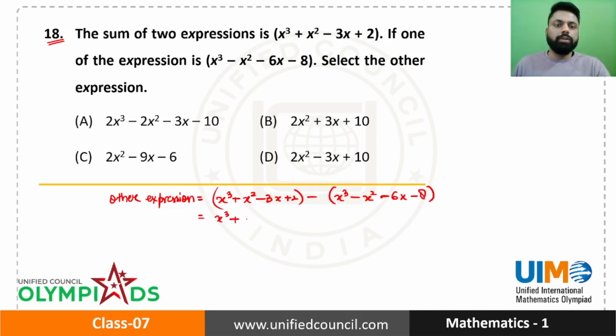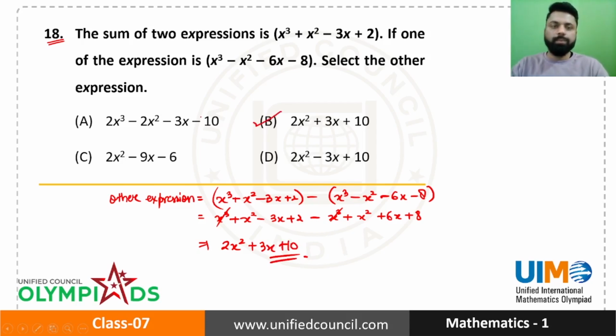So this is x cube plus x square minus 3x plus 2 minus x cube plus x square plus 6x plus 8. X cube will get cancelled out. This is 2x square, minus 3 plus 6 is plus 3x, 2 plus 8 is 10. 2x square plus 3x plus 10. B option is the correct answer.